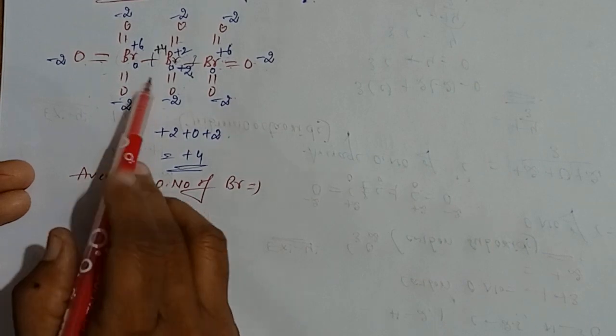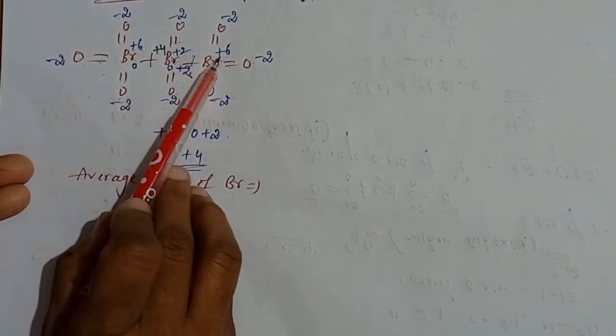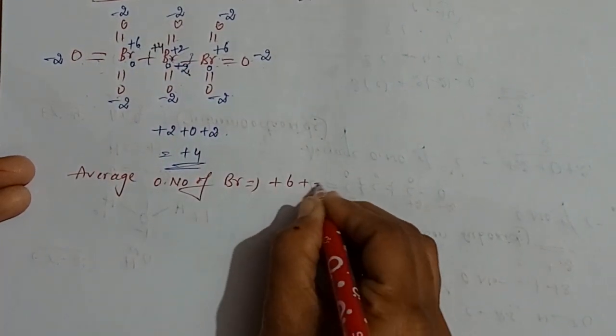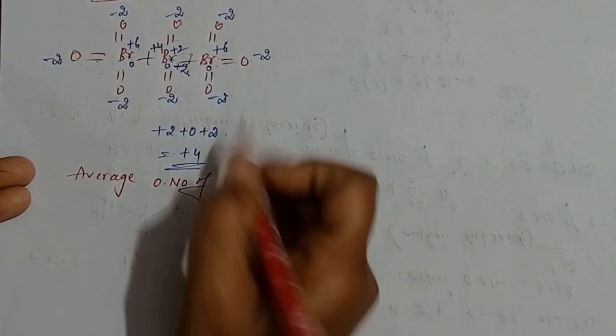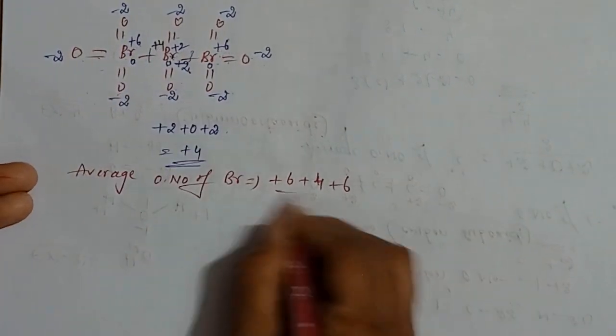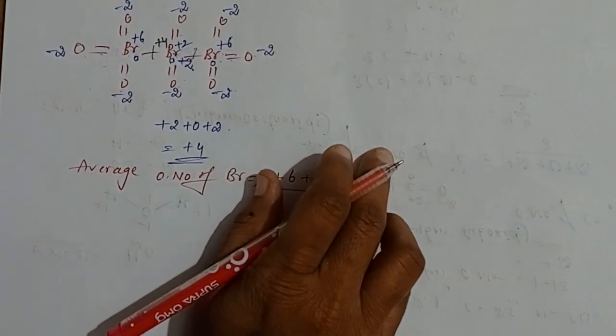Now tell me, students: this bromine is showing plus 6, the second plus 4, and the third plus 6. Take those values: plus 6, plus 4, plus 6. Total how many bromine atoms? 3 bromine atoms are there. Are you clear?